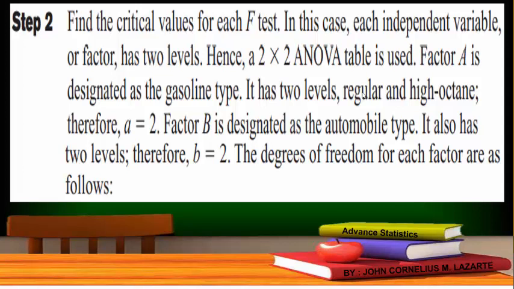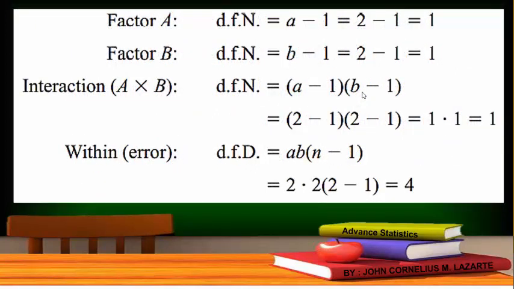Factor B is designated as the automobile type. It also has 2 levels. Therefore, B is equal to 2. The degrees of freedom of each factor are as follows. For the factor A, the degrees of freedom numerator is equal to A minus 1. We have 2 levels, so 2 minus 1 is equal to 1. The same with the factor B, we also have 2 levels, so 2 minus 1 is 1.